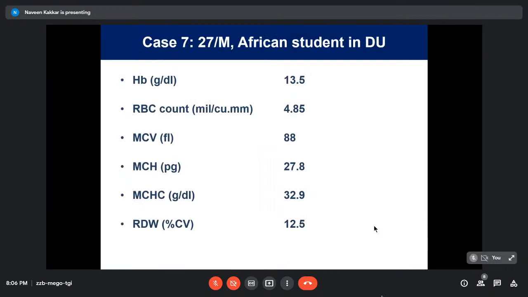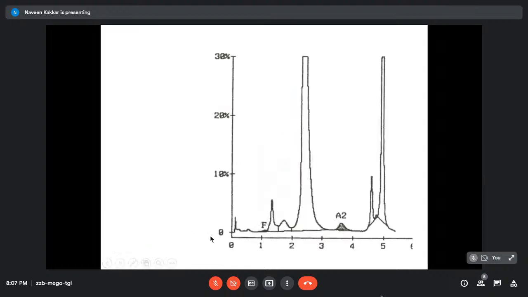Case 7. This is a 27-year-old male, African student studying in the Delhi University. Indices are normal, absolutely normal. There you have a chromatogram. I don't have the values for this, but I'll give you the final outcome. So you have F, P2, P3. A good amount of A is there, some A2 is there, and there's another new peak.